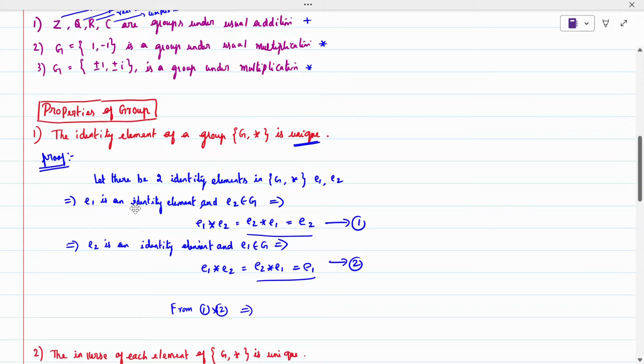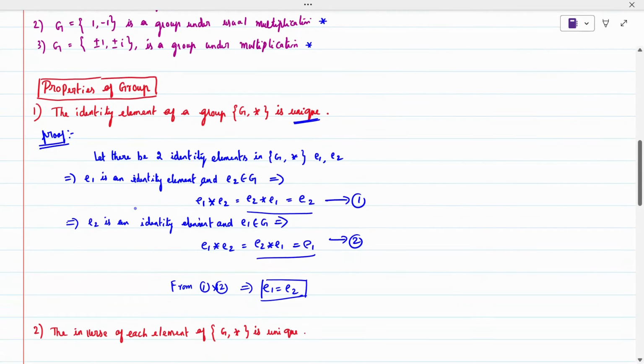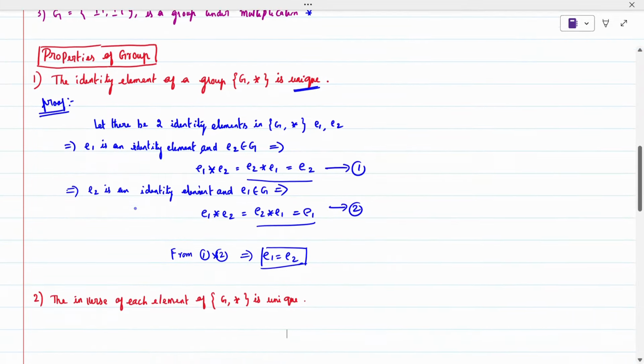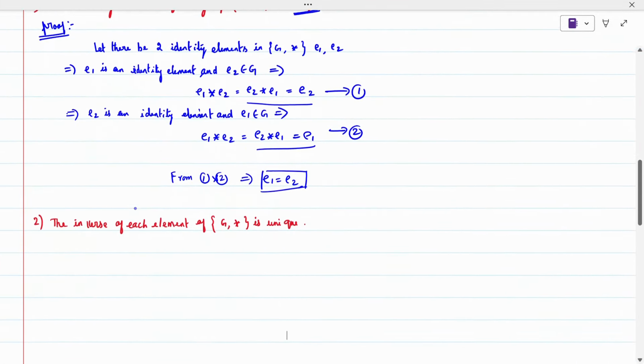What it is? E1 equal to E2. So it's unique only. So we have proved, like this simple. It's very easy to prove. So this is unique. The next, second property: the inverse of each element is unique.